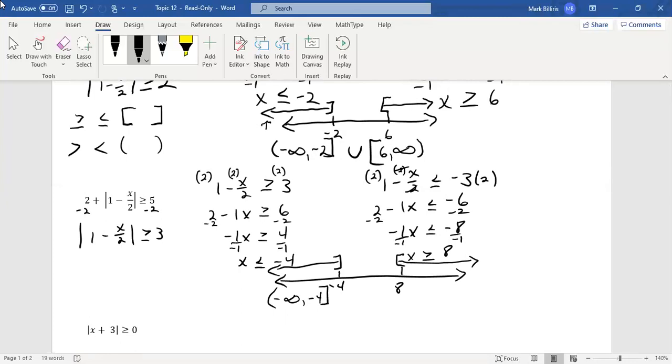Since there are two intervals, I use union, meaning or. 8 is included as a part of my solution. That's the point furthest left in the second interval, and my graph continues indefinitely to the right, or to infinity.